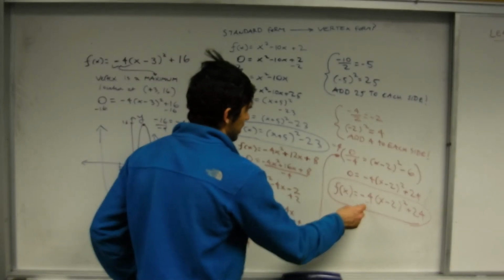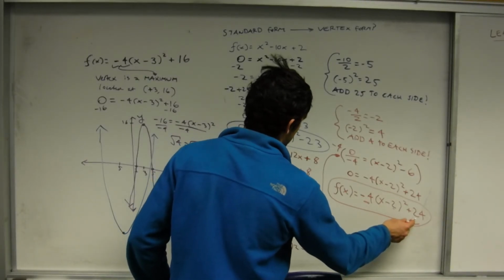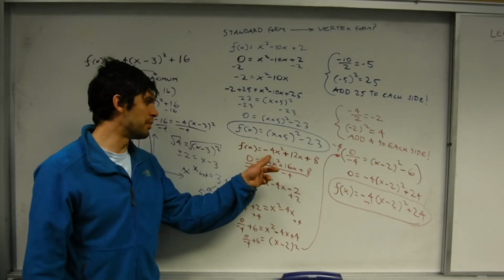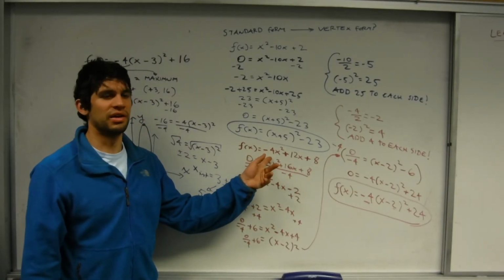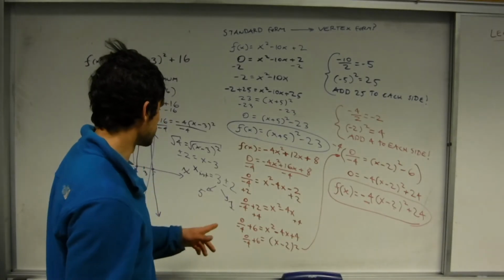Negative 4 is our a, 2 would be our h value, and 24 would be our k value. So even if we have something other than 1 as our leading coefficient, we deal with it in this manner. So it's really not too bad.